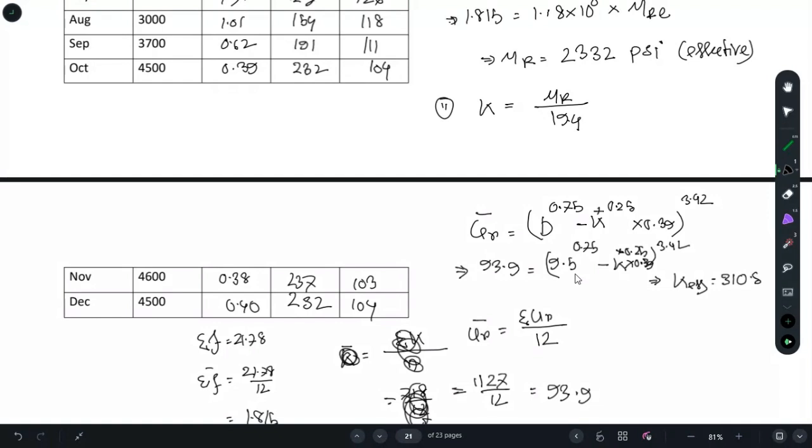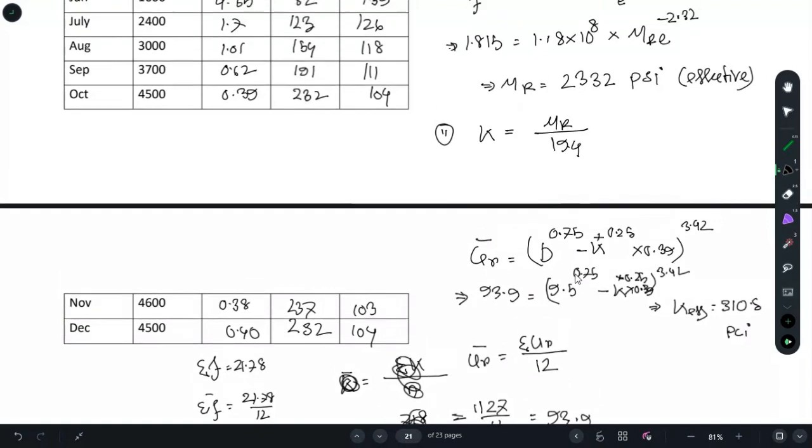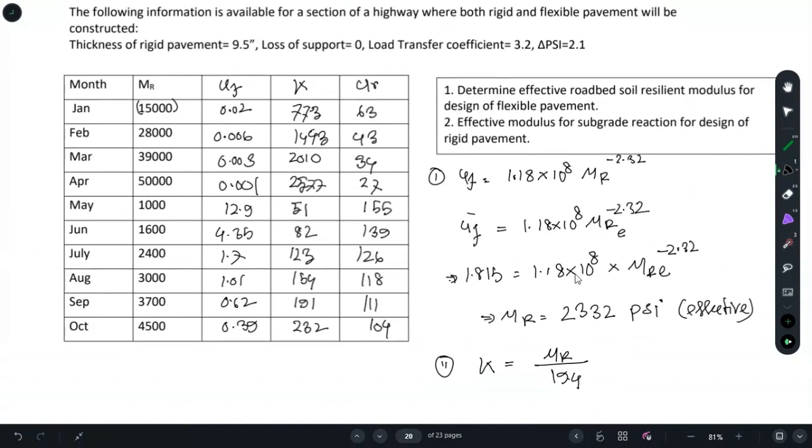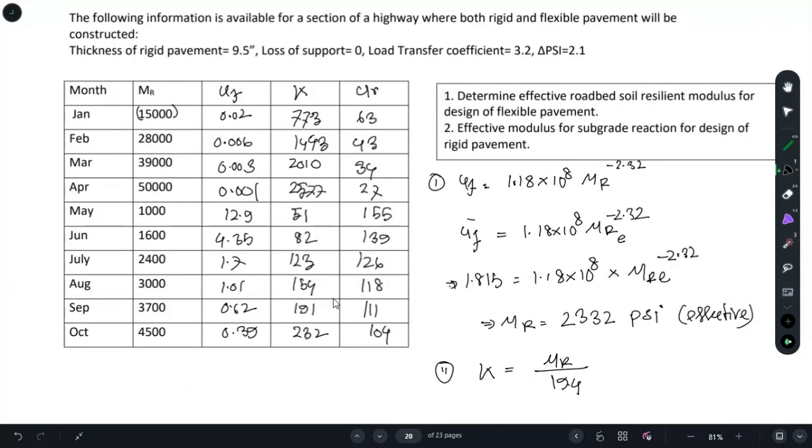something, and it has a unit of pci, pounds per cubic inch. So, in short, this is the math. First of all, you find MR effective for flexible pavement, then you find k effective for rigid pavement. This math, what we have learned, is that in every month or over time, the k value or MR value changes. So we are here to find the effective one that we will use for our design, and this math is really important for exams.